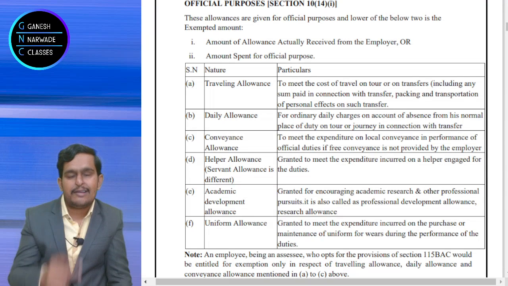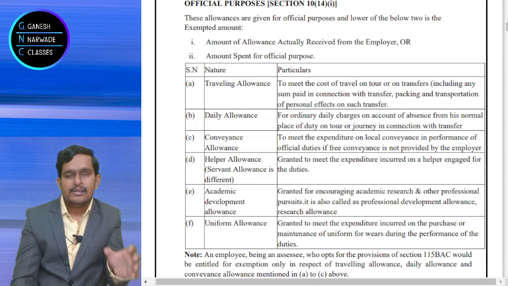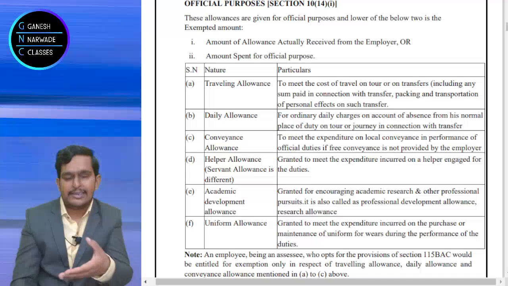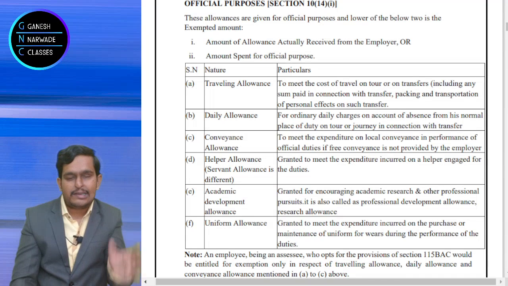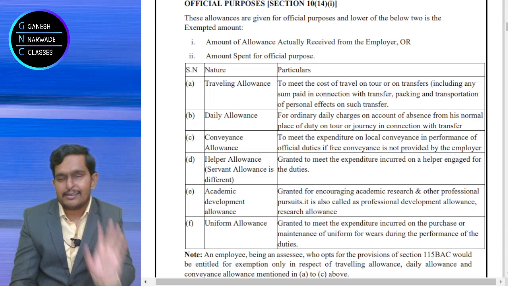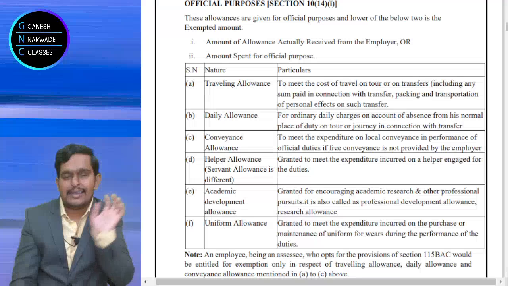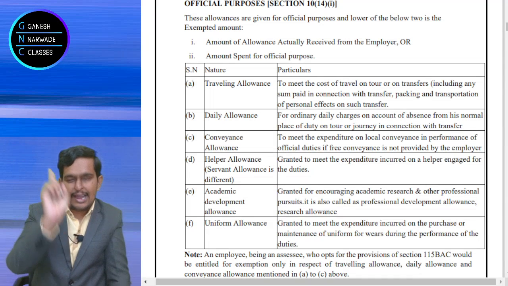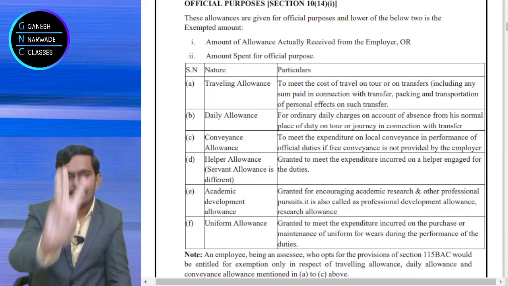Same way academic development allowance, professional development allowance and research allowance. In all these cases also, these are given for teachers, researchers, to professionals for updating their knowledge. Whatever actual allowance received minus whatever spent, balance is taxable. So whatever spent is exempt. Clear? So these 3 words can be used: academic development, professional development, research allowance.